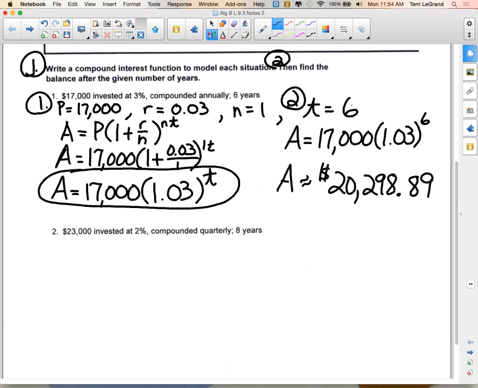No? You do? Well, I agree with him, but I have my answer differently. How could your answer be different? I rounded the 8 to a 9, so it's $20,299.